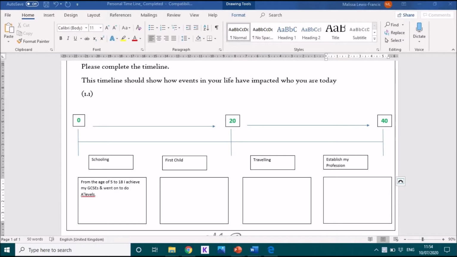Let me know what you think about this activity. Is it good? Did it work for you? Did you like it? Would you use it? Let me know.